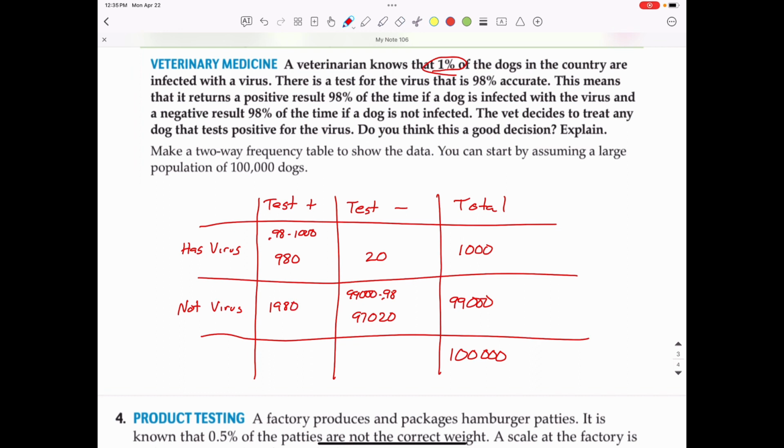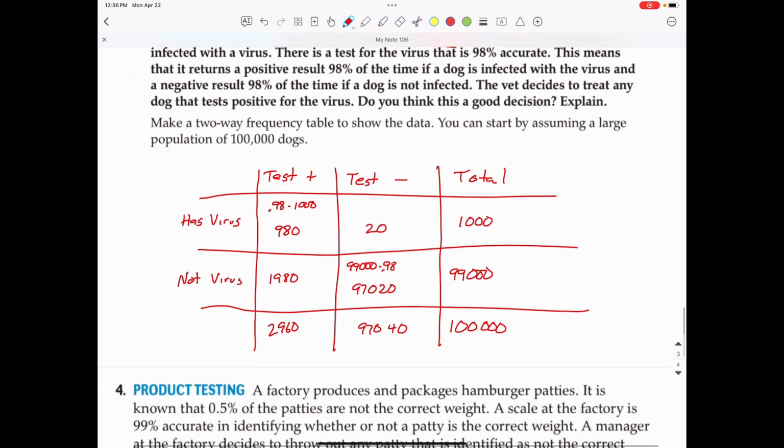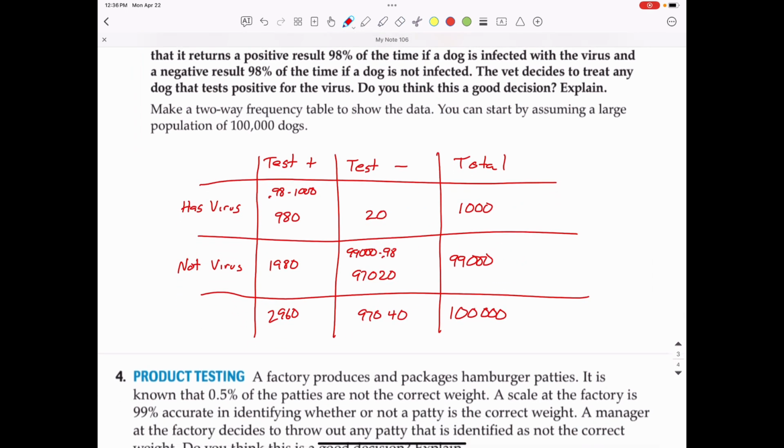So then, looking at the columns, we add them together. This column is 2,960, and this column is 97,040. What we're looking at is the probability that if they test positive, and only the probability that they test positive, what's the probability they really have the virus? So actually, what that means is we're looking solely at this column to answer the question.